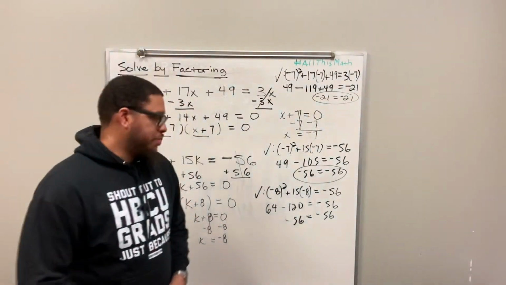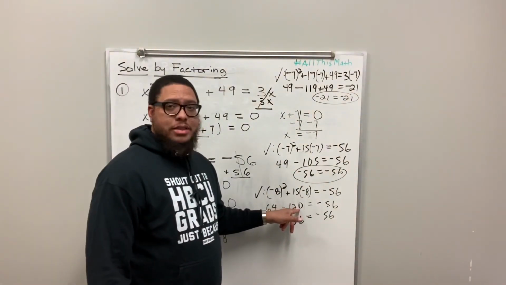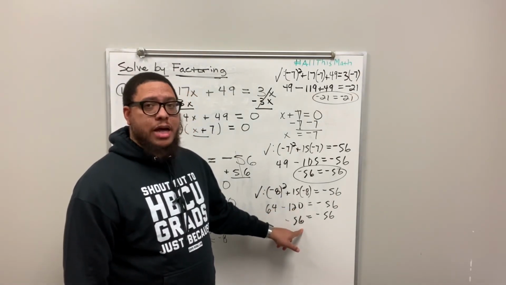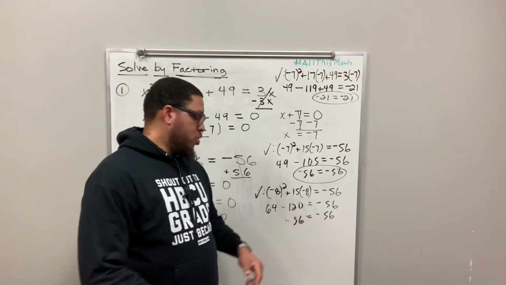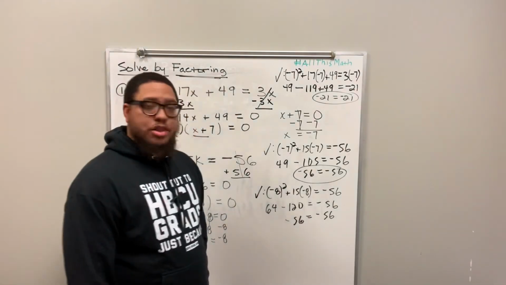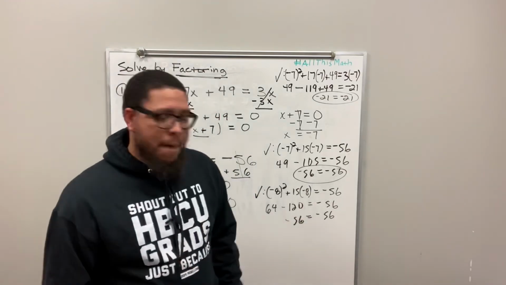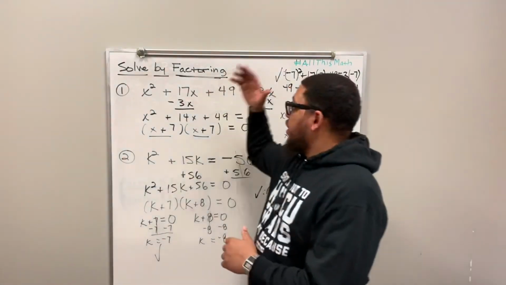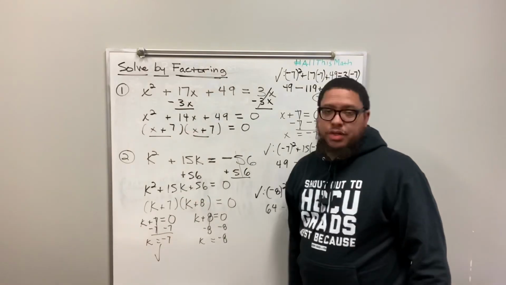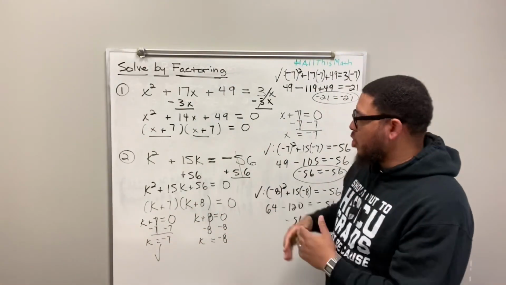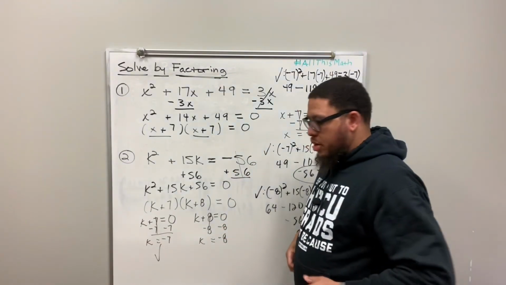costs $120, you swipe, and you make that purchase for $120, you're going to be overdrawn by $56. And then that bank is going to hit you with an overdraft charge too, probably another $40. So you're really going to be like $96 in the hole. You know what I'm saying? But listen, this is how we solve equations by factoring. This is one of the types of factoring that we do that I call the reverse FOIL method. Okay?